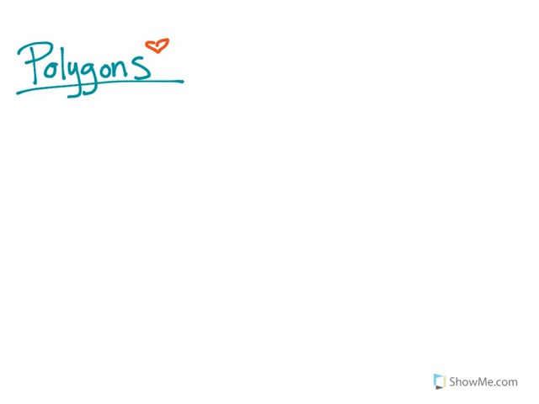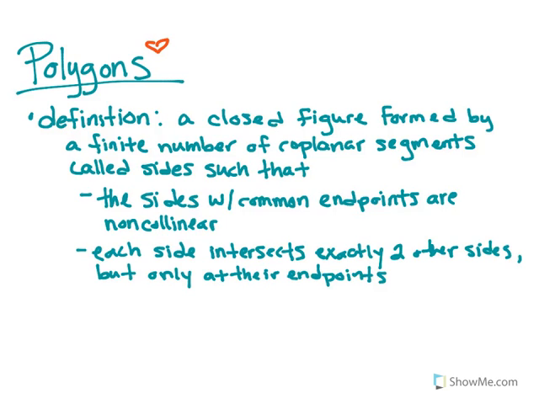In this tutorial video, we're going to talk about the properties of polygons. So here's the definition of a polygon. It has to be a closed figure formed by a finite number of coplanar segments called sides.